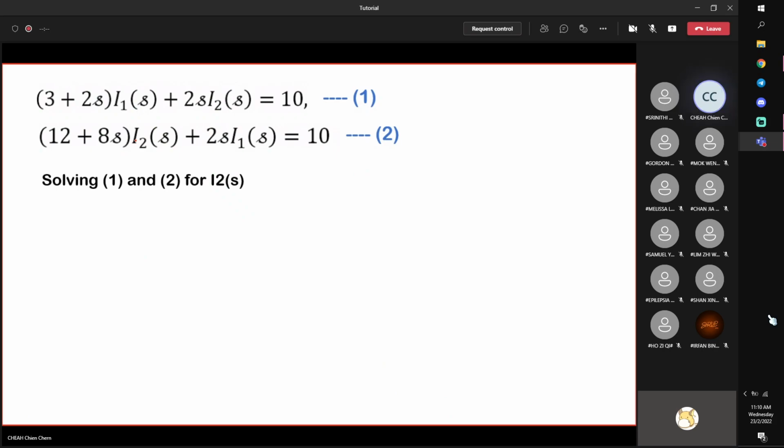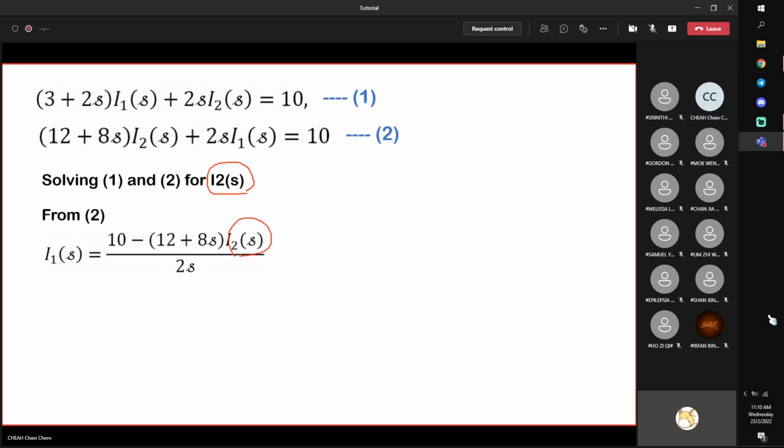The easiest way is the substitution method. With the substitution method, first, what do you want to solve? I2, right? You don't want I1. If you don't want I1, then you express I1 in terms of I2 from any of these equations. For example, if I get from equation 2, I express I1 in terms of I2, and this is what I get.